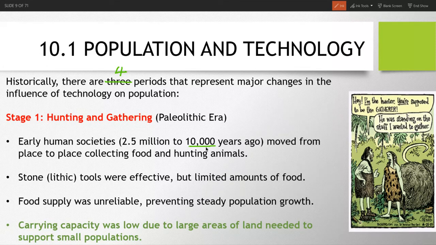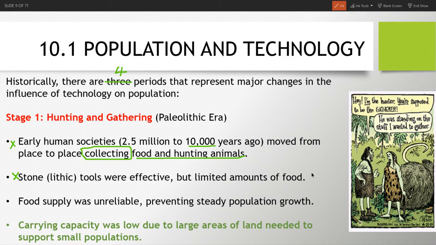Humans in these societies moved from place to place collecting food and hunting animals. Collecting is a key word here. They're not producing anything yet; they're just gathering what's already there. Stone or lithic tools were effective and allowed groups to hunt animals and to gather and collect berries and fruits and other things like that.